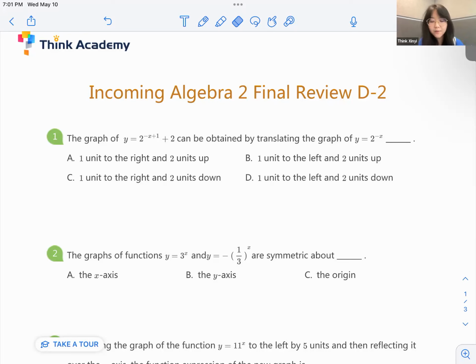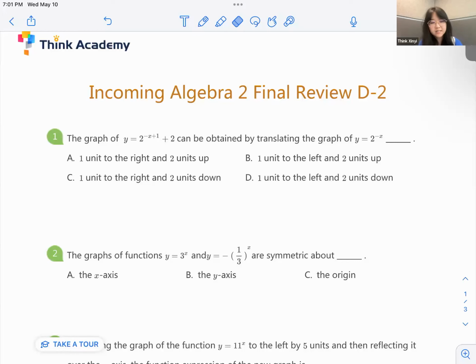Okay, so welcome to the day 2's daily challenge. And today's topic is about the transformations of different functions. And we have 6 questions in total. So all the 6 questions cover the knowledge of the transformations of the exponential function, as well as the quadratic function, and also the vertical stretches and shrinks of the quadratic function.